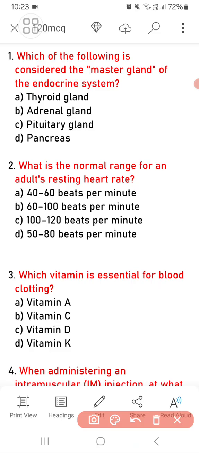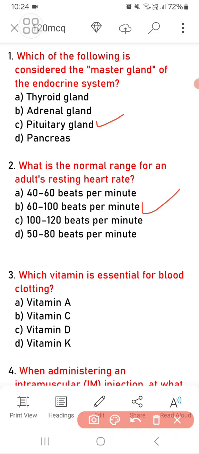Thyroid gland, adrenal gland, pituitary gland, and pancreas? The answer is pituitary gland. Next, what is the normal range for an adult's resting heart rate? Answer है इसका 60 to 100 beats per minute.